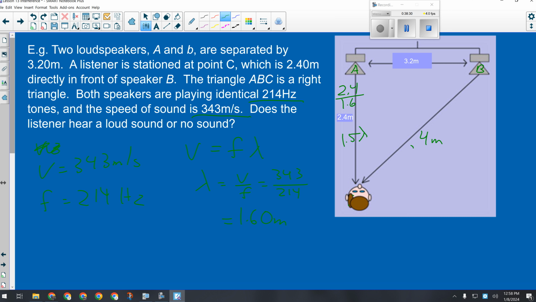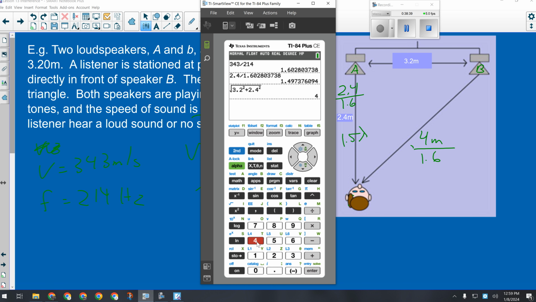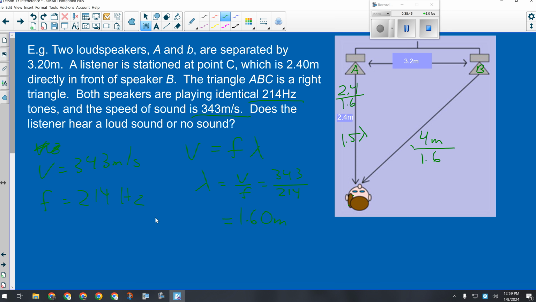All right, if I want to know the number of wavelengths, I'm going to go 4 meters divided by the wavelength, 1.6 meters. All right, 2.5. So there's 1.5 wavelengths here, and there's 2.5 wavelengths here. Does that person hear a loud sound or a quiet sound?